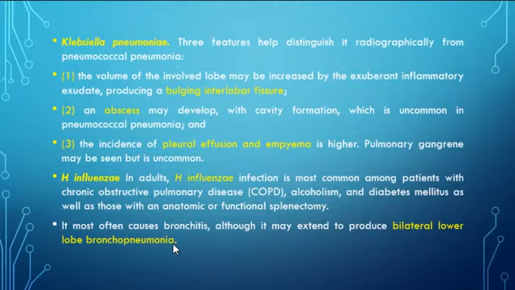Passing to H. influenzae. H. influenzae infection is most common among patients with COPD, alcoholism, and diabetes mellitus, as well as those with an anatomic or functional splenectomy. It most often causes bronchitis, although it may extend to produce bilateral lower lobe bronchopneumonia.